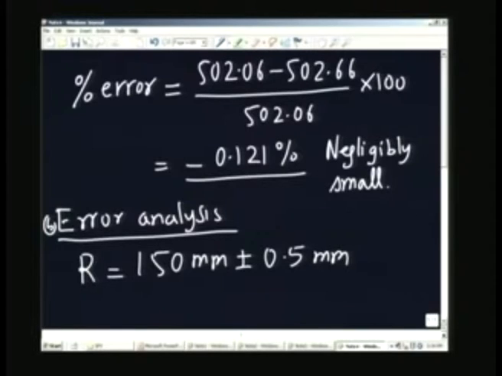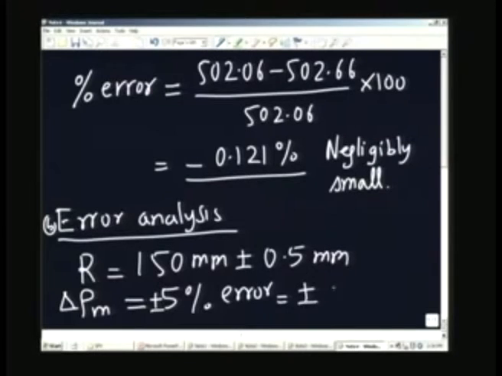We are also given that the rho of m has a 5% error. So, I will write it as plus or minus 5% error. So, I will say delta rho m is 5%, that means plus or minus 5 by 100 into 997.6.